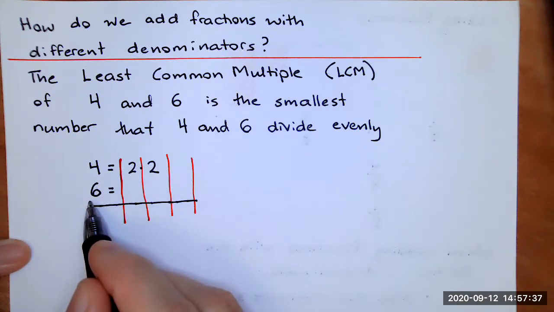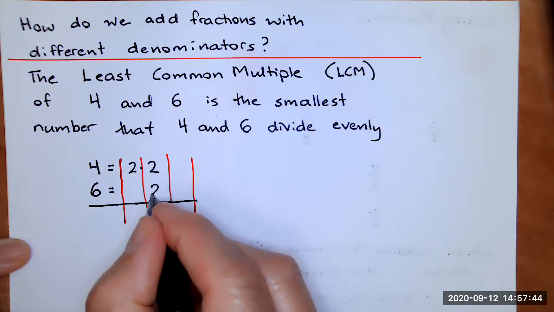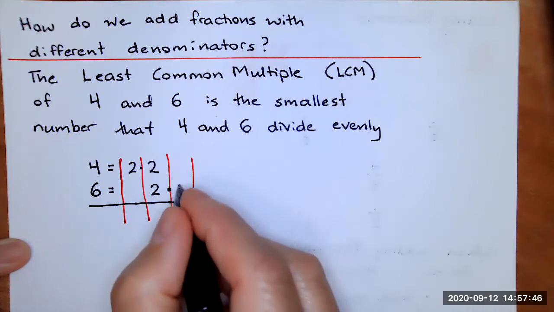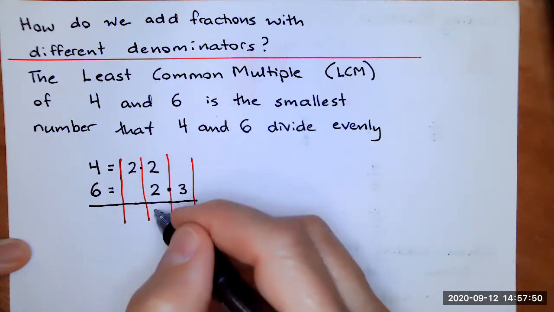So when we break down 6, it's 2 times 3. So I can write the 2 in either of these columns. And then the 3 gets its own column. And then we bring down each unique factor.